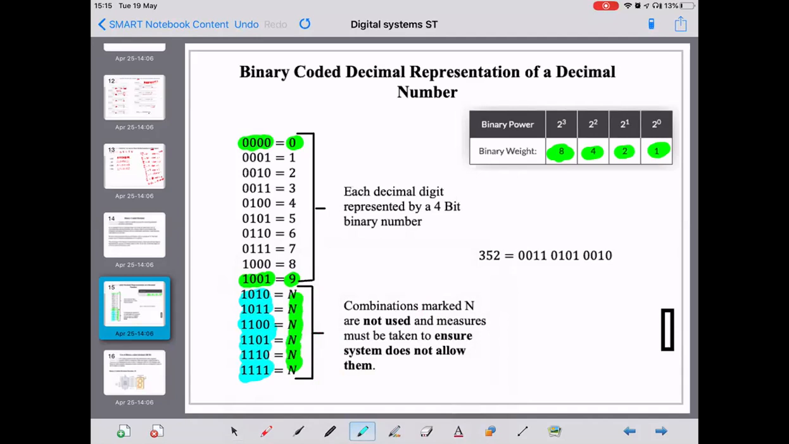So if we look at this, the number 352 is represented by 0011 for 3, 0101 represents the 5, and 0010 represents the 2. So each digit in the decimal number is represented by a 4-bit binary coded decimal code to represent the digits 0 to 9.